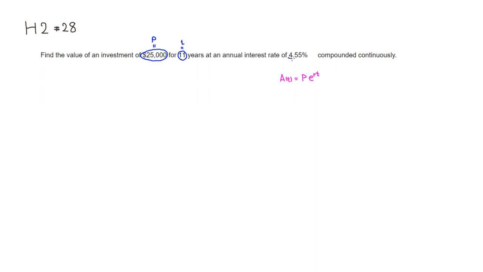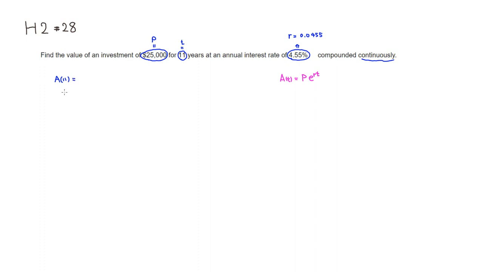Then the annual interest rate is 4.55%, so the R value in this case is 0.0455. And since it's compounded continuously, we're going to have to use this formula. All right, so let's do that. We want to find A of 11.